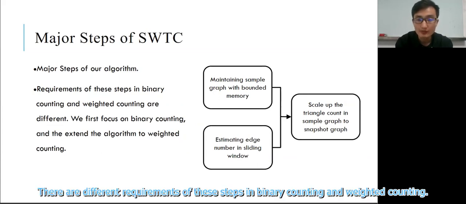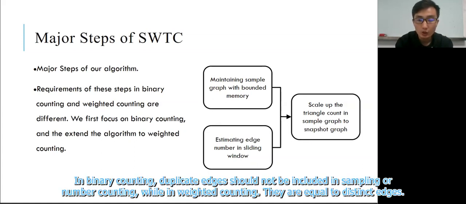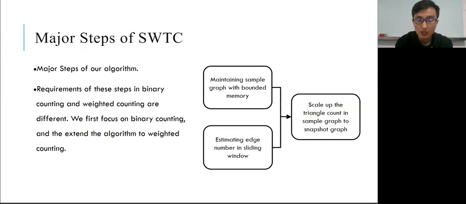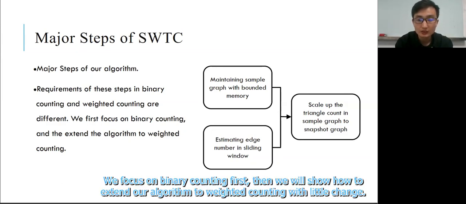There are different requirements of these steps in binary counting and weighted counting. In binary counting, duplicate edges should not be included in sampling or number counting, while in weighted counting, they are equal to distinct edges. We focus on binary counting first. Then we will show how to extend our algorithm to weighted counting with little change.